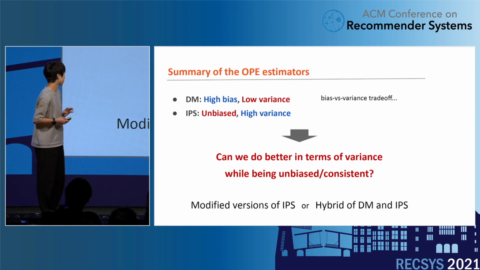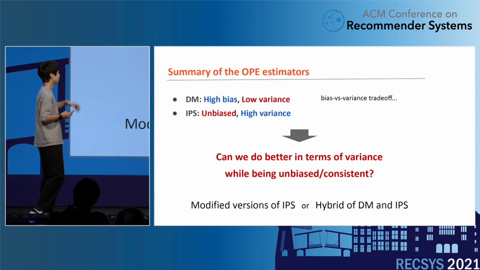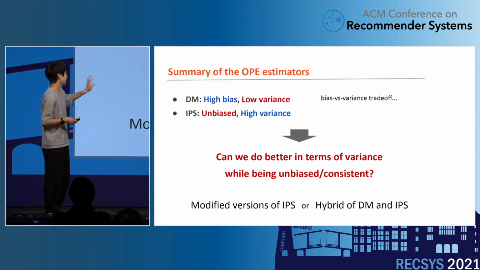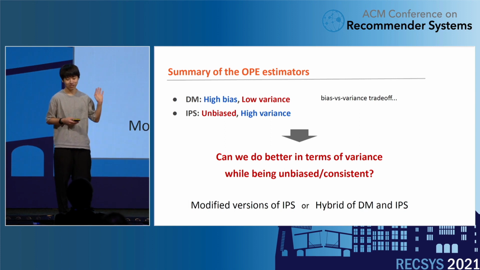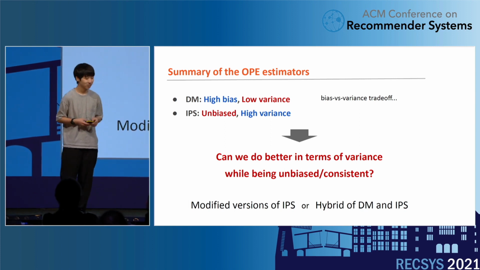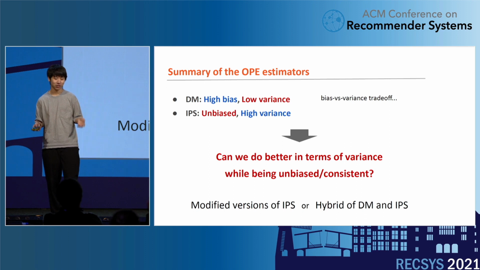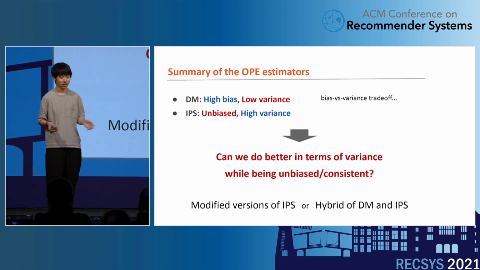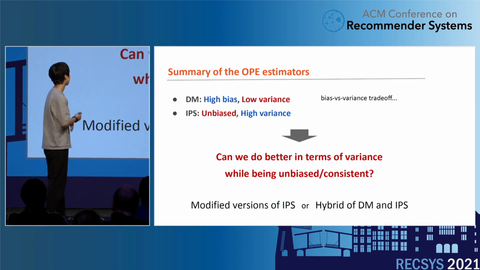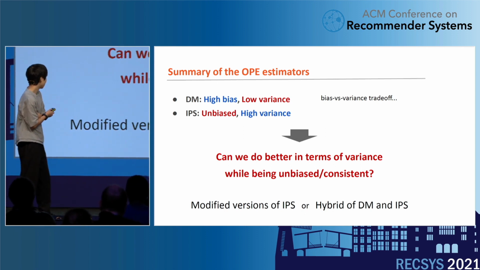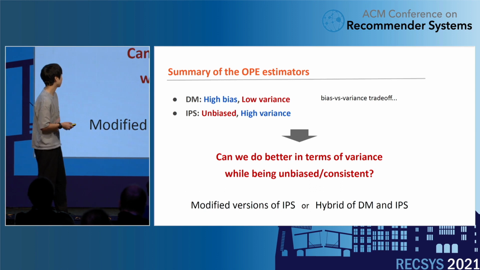There are two main approaches to getting variance reduction from the IPS. One is to do some modification to the vanilla IPS. The other approach is to do a hybrid of the direct method and IPS, and then we should be able to do better than both. So let me introduce some estimators in those directions first.